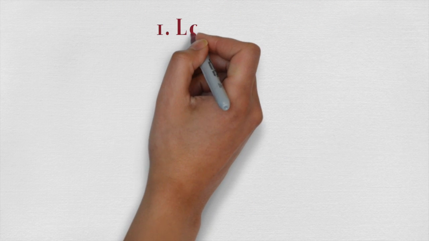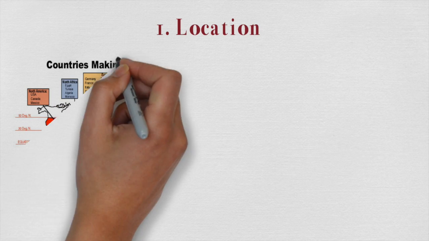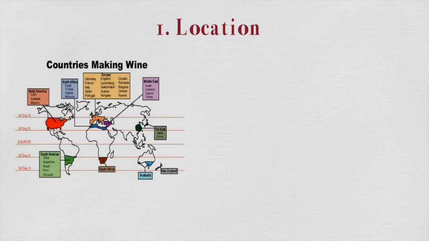With some exceptions, grapes used for producing wine grow only between latitudes 30 to 50 degrees north and south of the equator. So that's 30 to 50 degrees north of the equator or 30 to 50 degrees south of the equator. This map highlights those areas.